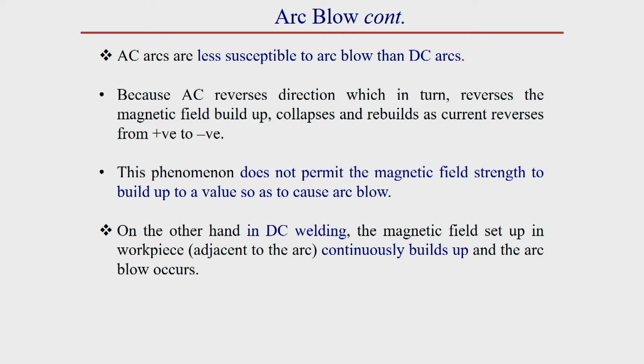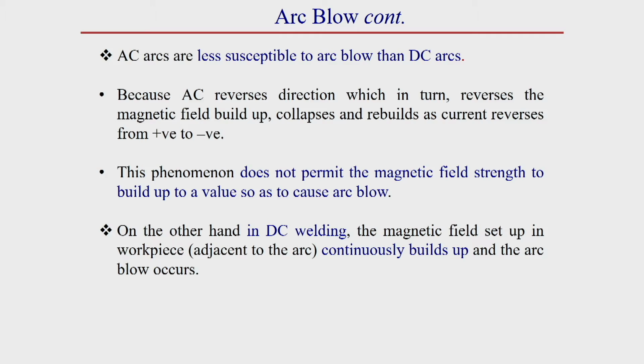Generally, AC arcs are less susceptible to arc blow than DC arcs, because AC reverses direction. We know that in every cycle of alternating current there is a zero crossing, that means there is a positive flow as well as a negative flow of current. Due to this reverse direction, the magnetic field collapses and rebuilds as the current reverses from positive to negative direction.